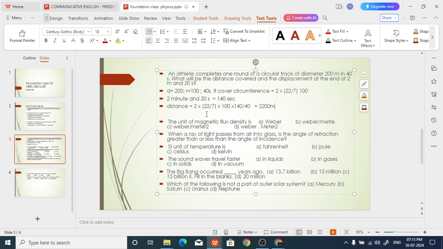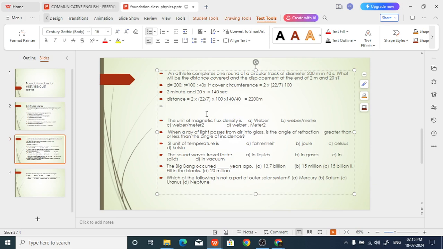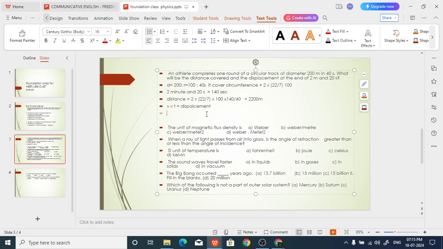Now you have to work out the displacement. How do you work out the displacement? Tell me, Praveen. I will write it. Sir, we have velocity into time. Distance is equal to velocity into time. So what is the velocity here? See, we have found the distance covered as 2200 meters. What is the displacement? What is the value?